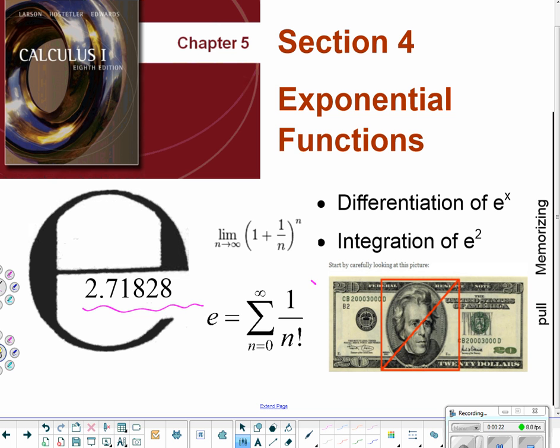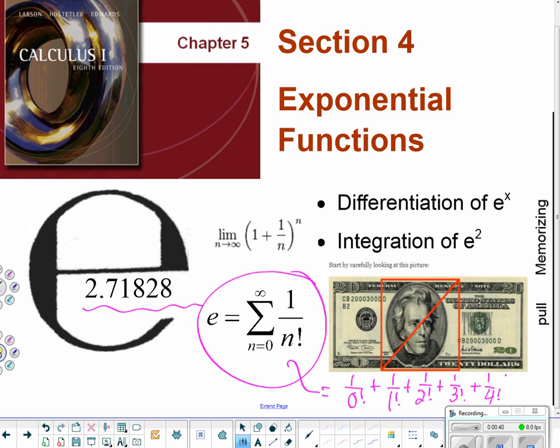If you want to know how e is calculated, you could do this summation of 1 over n factorial. That becomes a series that's equal to 1 over 0 factorial plus 1 over 1 factorial plus 1 over 2 factorial, and so on. If you add up all these individual fractions, you will end up getting the value of e.